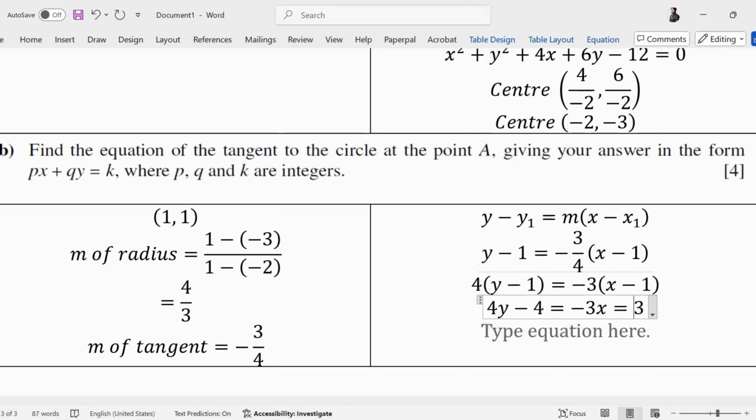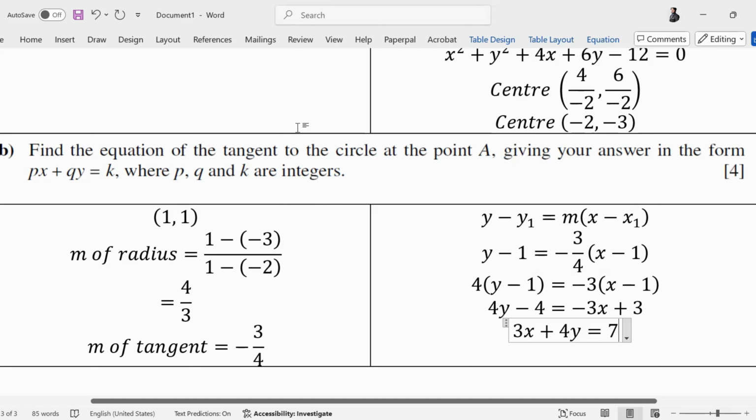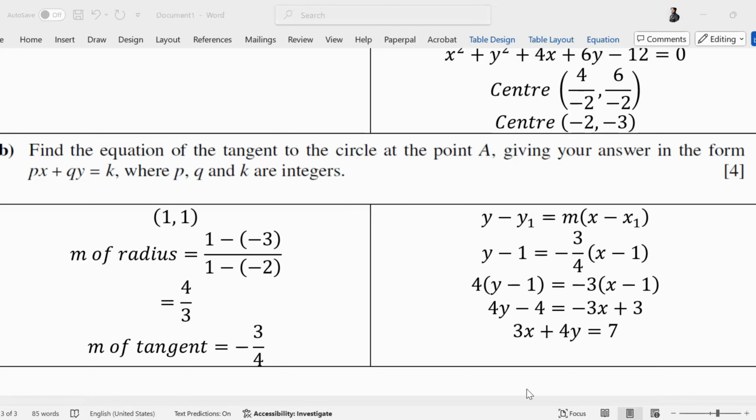So bring 3x over here: 3x plus 4y, and 4 goes over there, is equal to 7. So we have got it in the form that the question was asking, and this is the equation of the tangent to the circle at point A. Are there any other parts to this question? That's it. Is this clear?